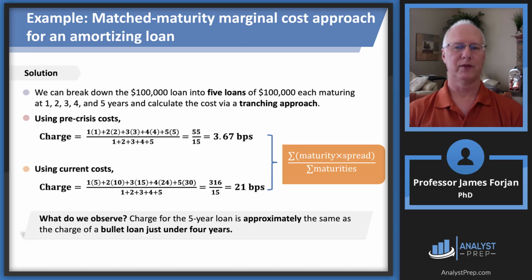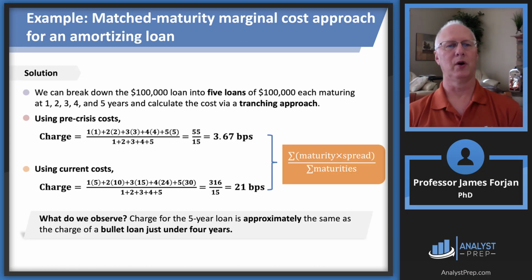And so we're going to have to use the tranching approach for the amortized loan. So look over on the right. There's just a good formula in the orange box. All we're going to do is take the maturity times those basis points, the spread, of course, in basis points, divided by the sum of the maturities. And so using the pre-crisis costs, we get 3.67, which is about the same, right? That's about the same as we did with that 4-year loan. But under current costs, we get all the way up to 21 basis points.